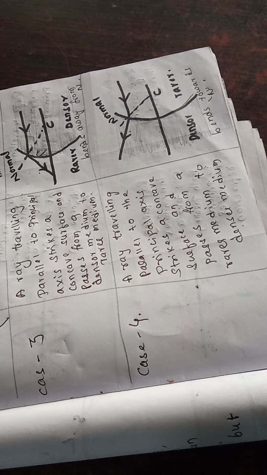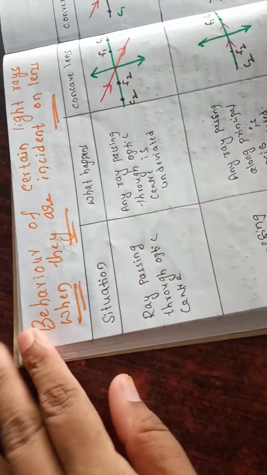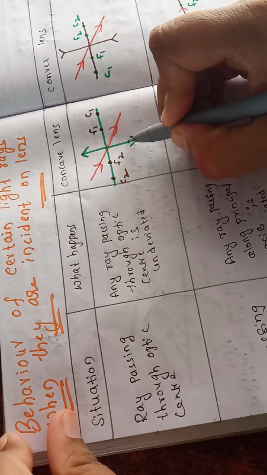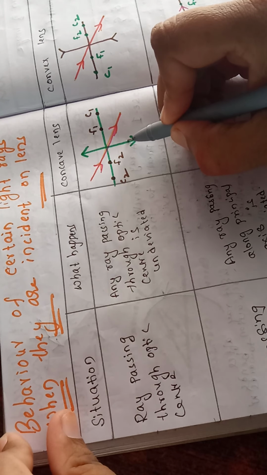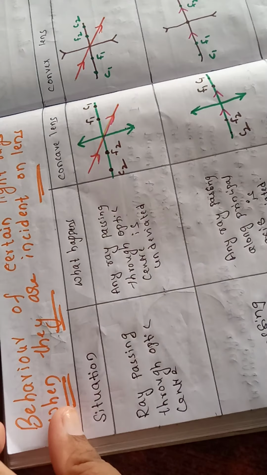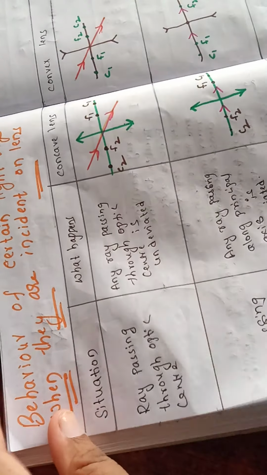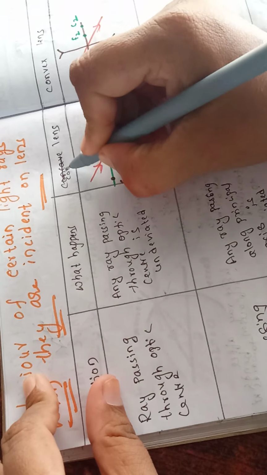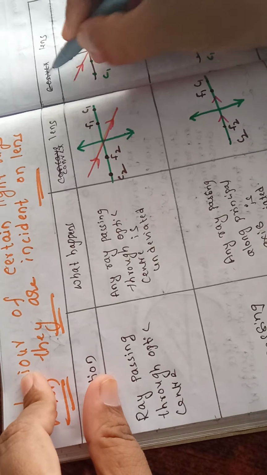Now let us discuss the ray diagrams related to refraction. Here also we have certain rules. First let us discuss those rules and then go for the ray diagram. The first one is in the case of a concave lens, and this is for a convex lens. Sorry, this is convex and this is concave.